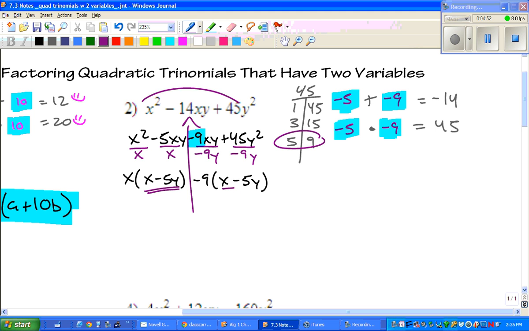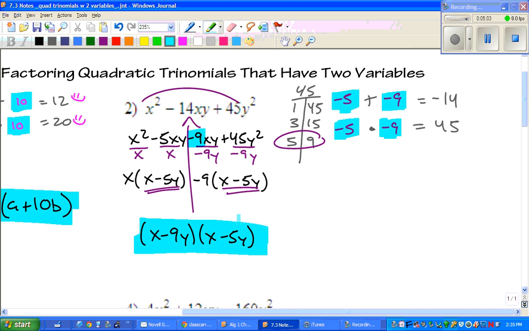So this is our check right here because we got the same answer. So when we're done, it's x minus 9y and x minus 5y. And that's your final answer.